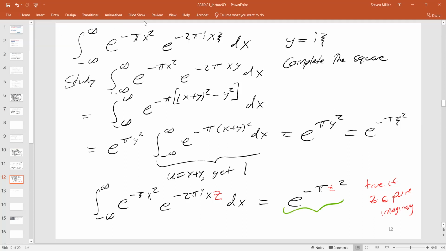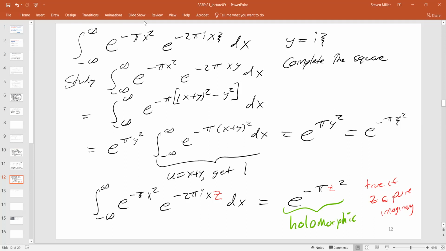What kind of function is this in z? What kind of function? It's holomorphic. If you didn't want to say holomorphic, what could you have said? Analytic. Now, this is a little bit harder.